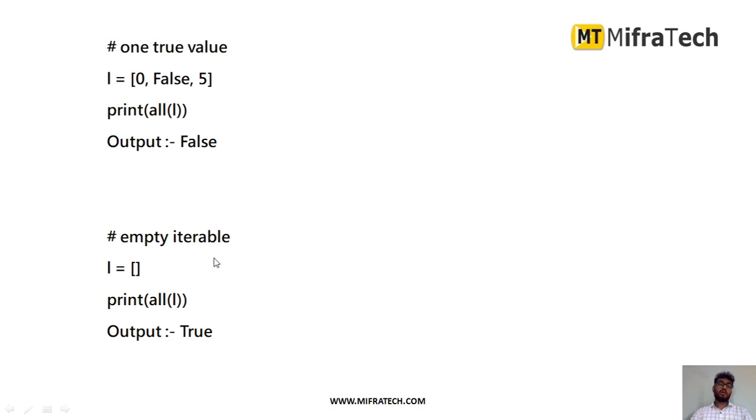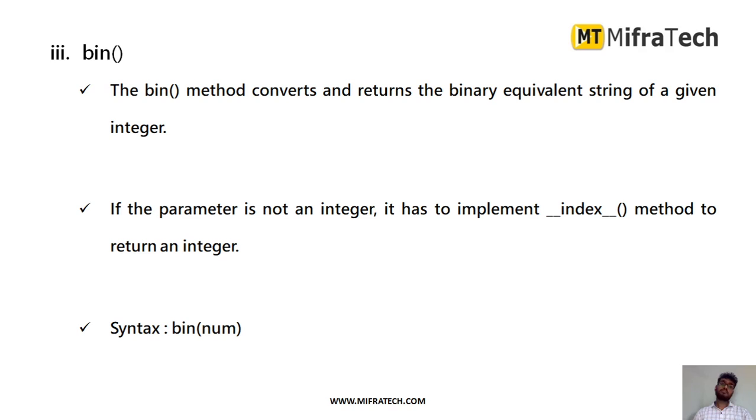So what happens if we do this with an empty iterable? Here I have created an empty list, i is equal to an empty list, and I have printed all of i. So when we use this all built-in function on an empty list, I am going to get the output as true only.